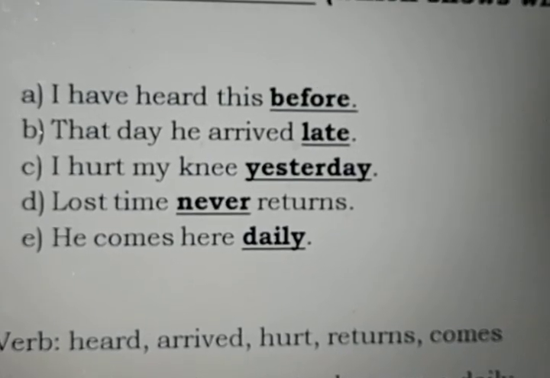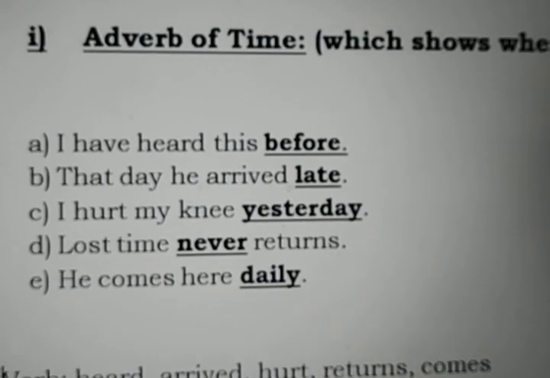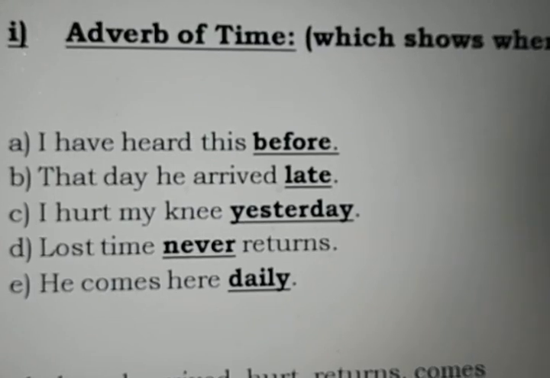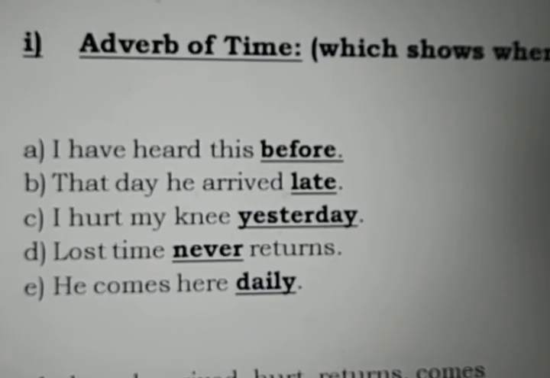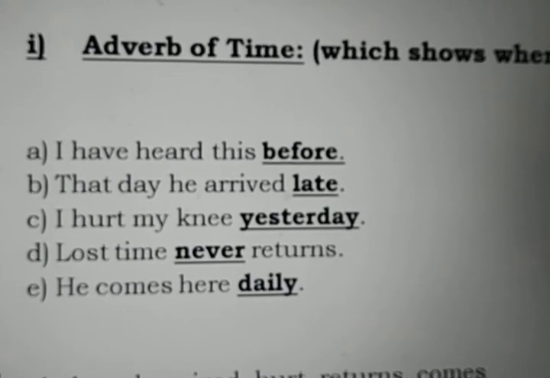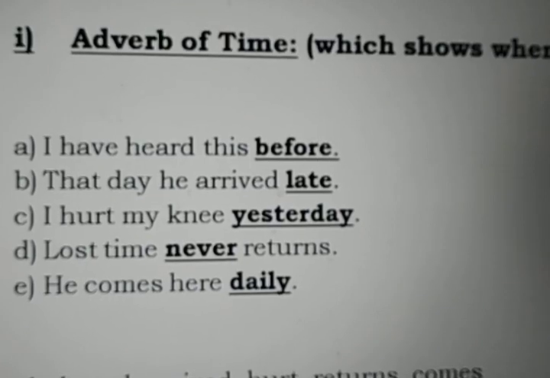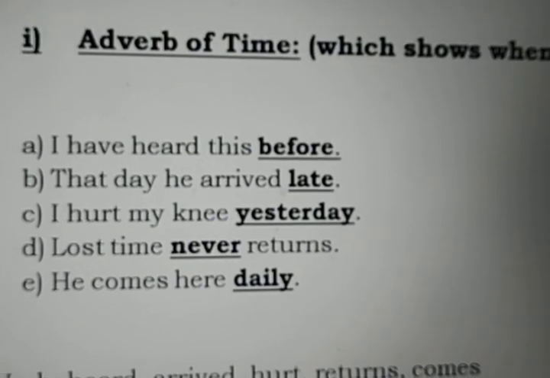Lost time never returns, that everybody knows. Never is your adverb of time. And last one, he comes here daily. It talks about daily action. So action that takes place daily. He comes here daily. So these are the words which are the adverb of time and which tell when the action is done. At what time the action is done.